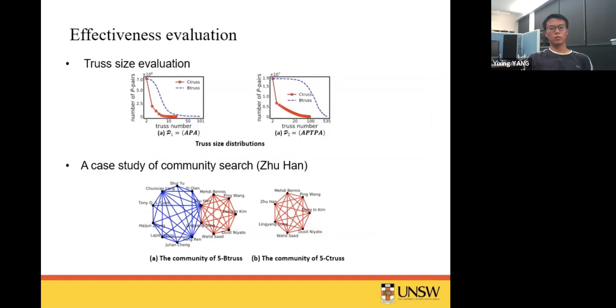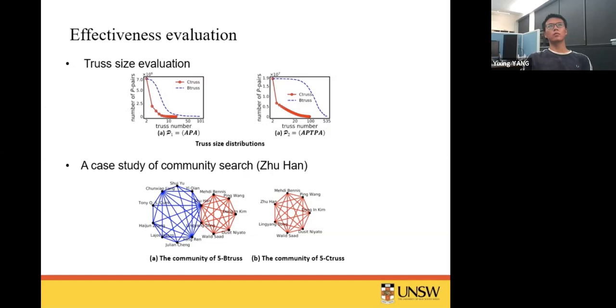Next, we did a case study of community search over DBLP network. We extend the idea of truss-based community search of homogeneous graphs. And we perform a community query on vertex Zhuhan. Here, the k is set as 5, and we use metapath APA. The results are shown here. We can find the Btruss-based community contains two groups of researchers, while the Ctruss-based community forms a 7-clique, which indicates the strong collaboration of authors in the community.